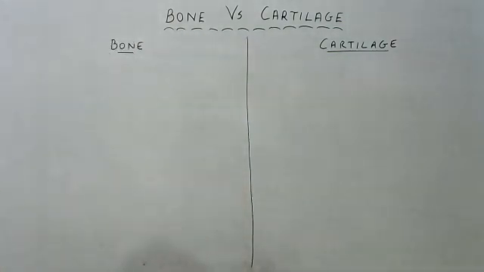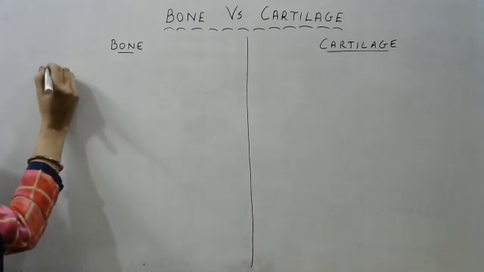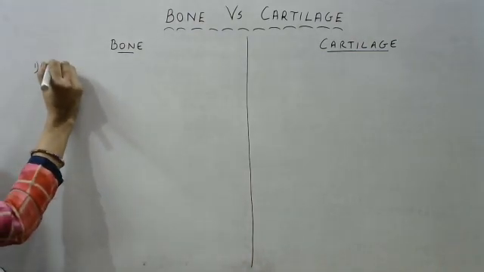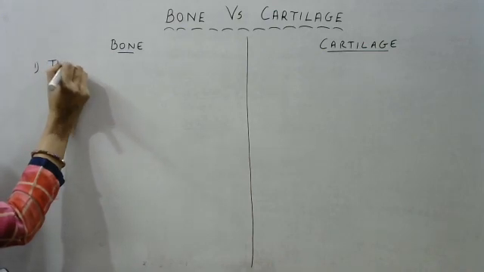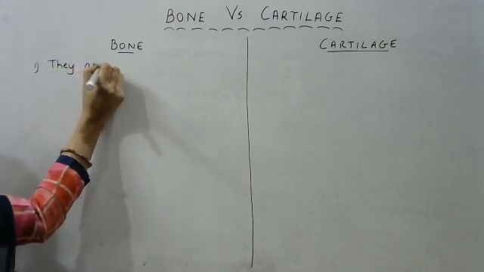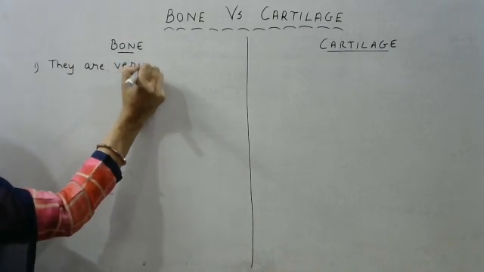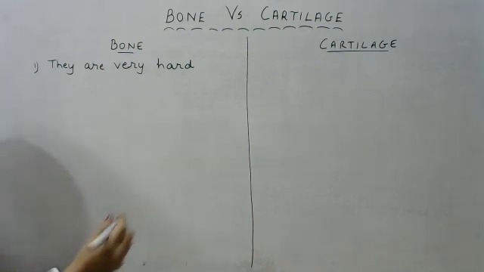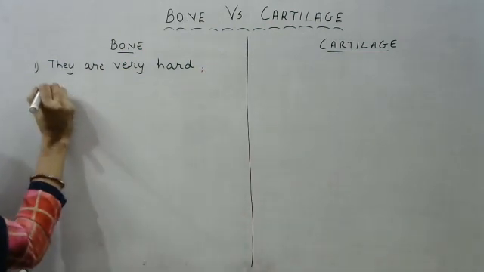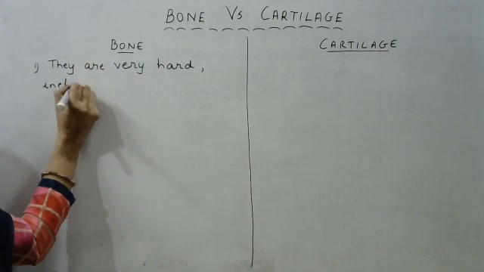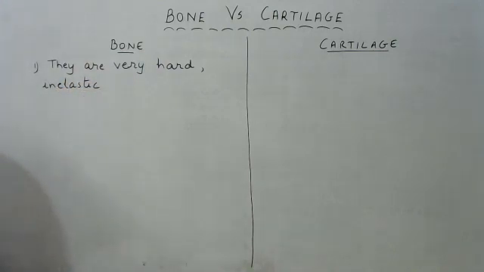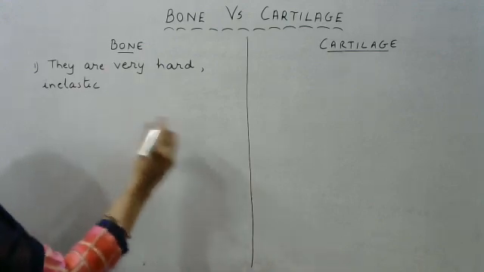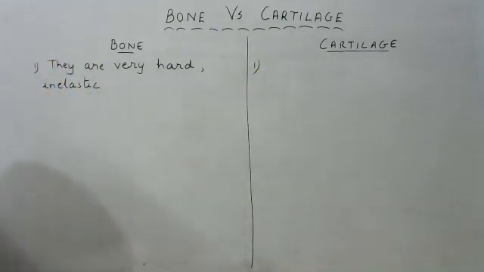The first is that bones are very hard. So this point you all know that we cannot bend the bones. So they are very hard and non-flexible, or we can say inelastic. We cannot bend them. They are very hard, inelastic. And if you compare it with cartilage, what will you say about a cartilage? It is soft, elastic and flexible.